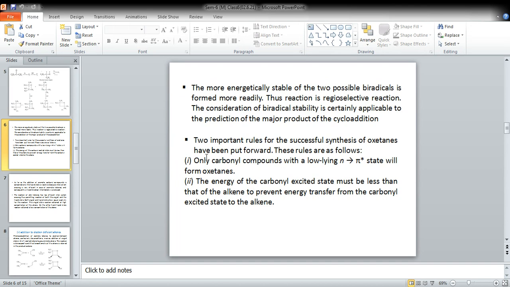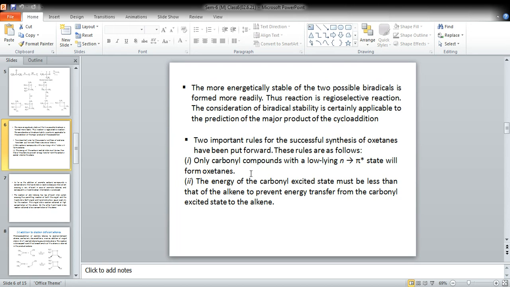In the next point, two important rules for the successful synthesis of oxetanes have been put forward. There are two rules, and always these two rules are followed. Then only the oxetane formation will take place. Number one: only a carbonyl compound with a low-lying n to pi star state will form oxetanes. That means the n to pi star transition must be low lying, and the energy gap between the non-bonding and anti-bonding pi star must be small.